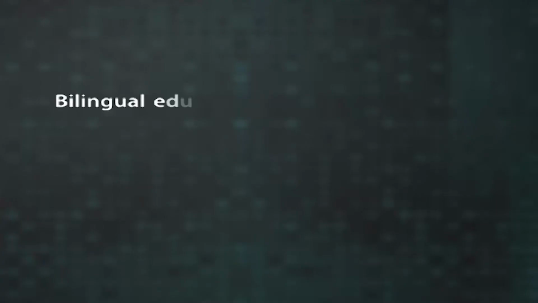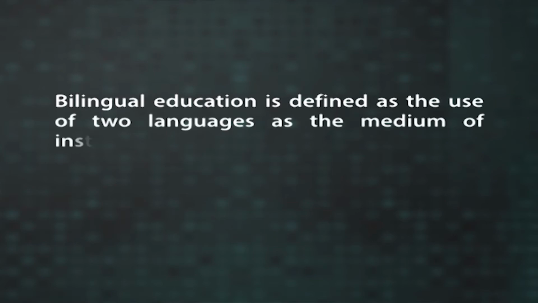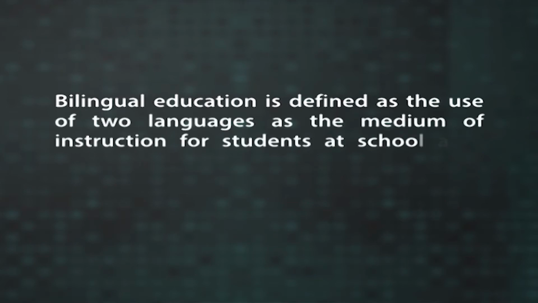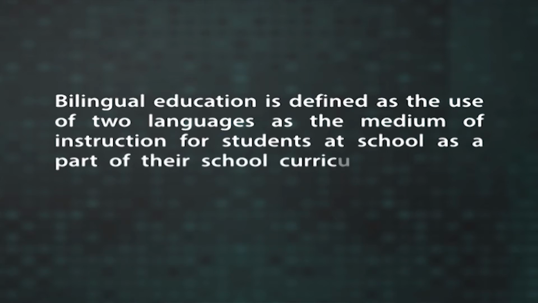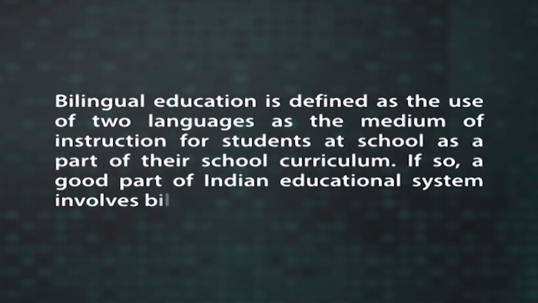Like mother tongues, both official and unofficial, the languages of learning and teaching in school may be multiple, including official and unofficial media of instruction. Bilingual education is defined as the use of two languages as the medium of instruction for students at school as a part of their school curriculum. If so, a good part of the Indian educational system involves bilingual education.